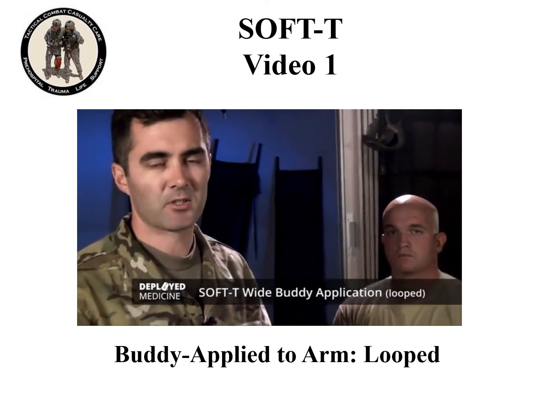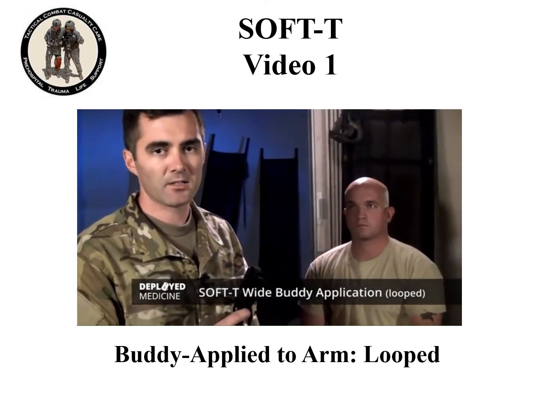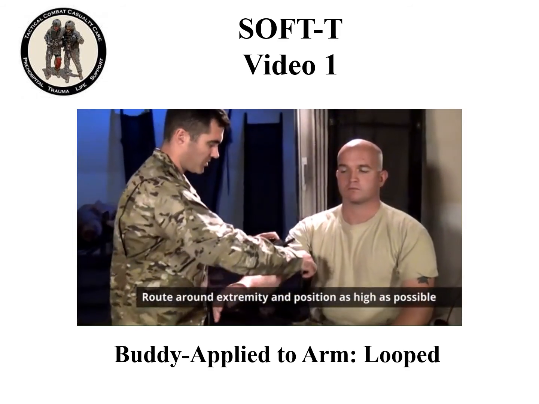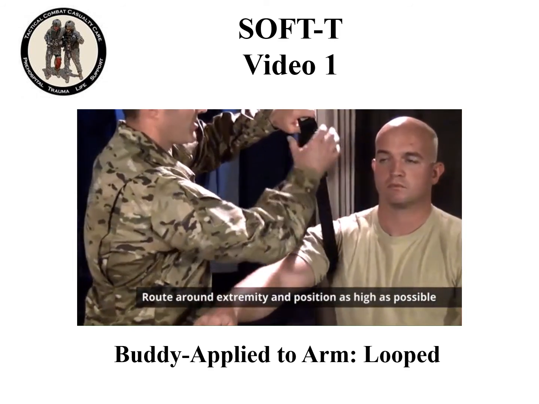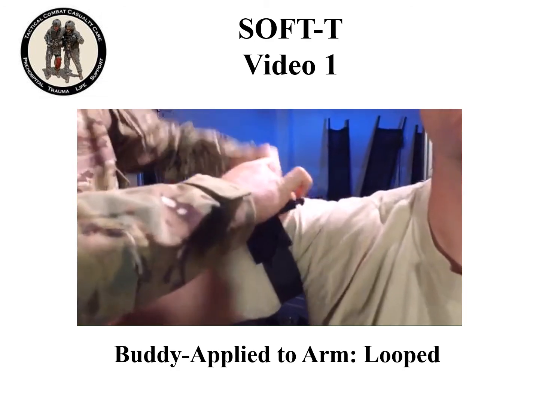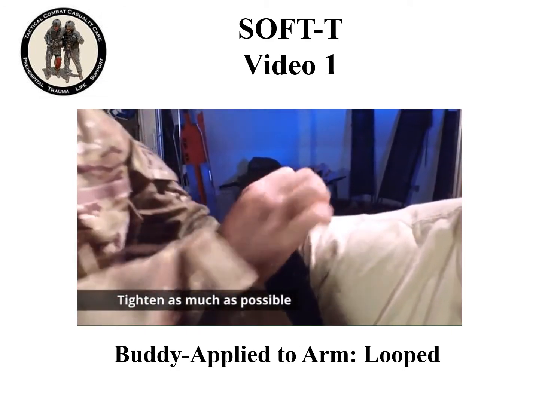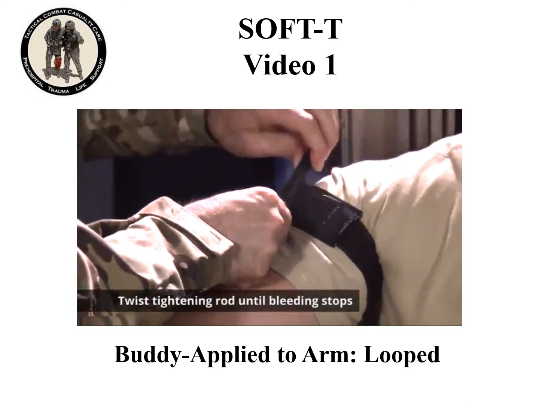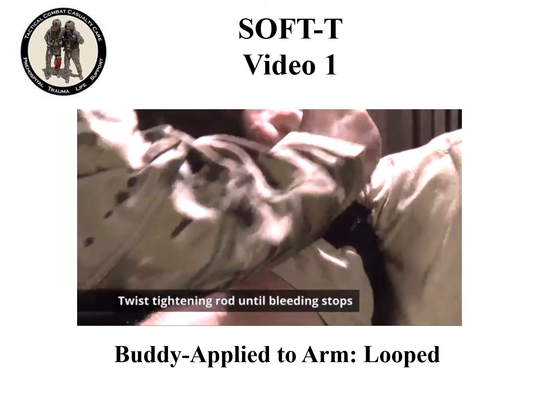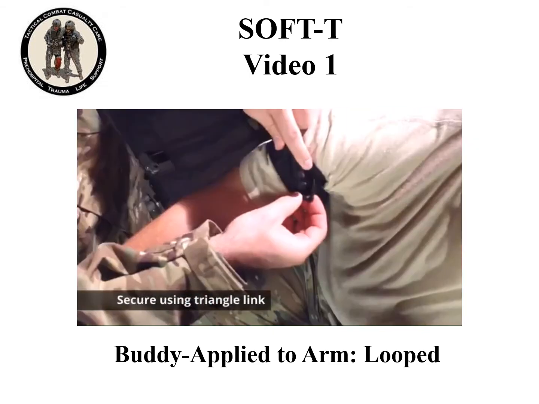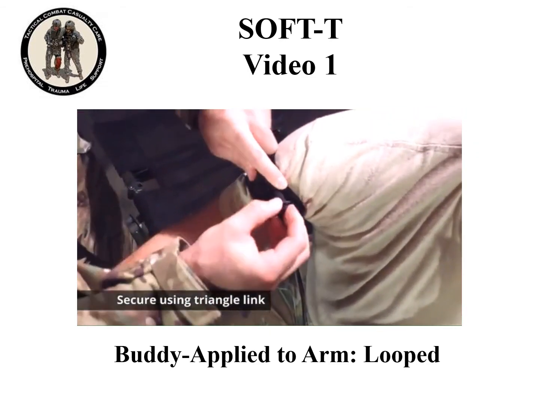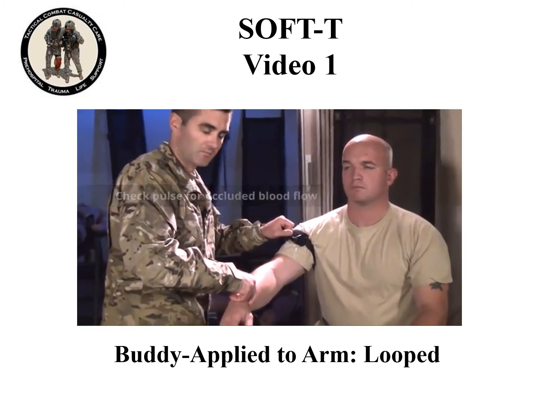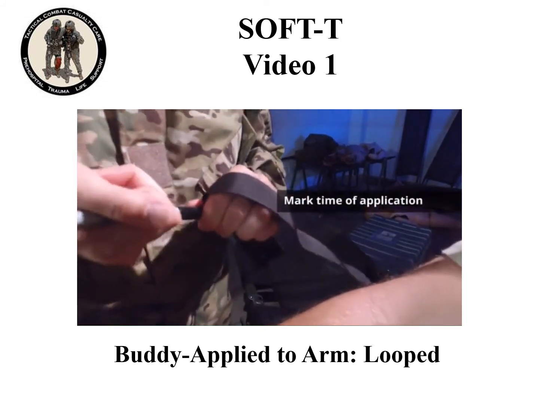Hey guys, we're going to cover the Special Operations Forces Tactical Tourniquet Wide looped application. First thing you want to do, bring the tourniquet around the injured extremity as high as possible. Tighten the tightening strap down as tight as possible. Take the tightening rod, twist until bleeding has stopped. Secure in the triangle link. And check the pulse to make sure you've occluded blood flow. Once confirmed, mark time.